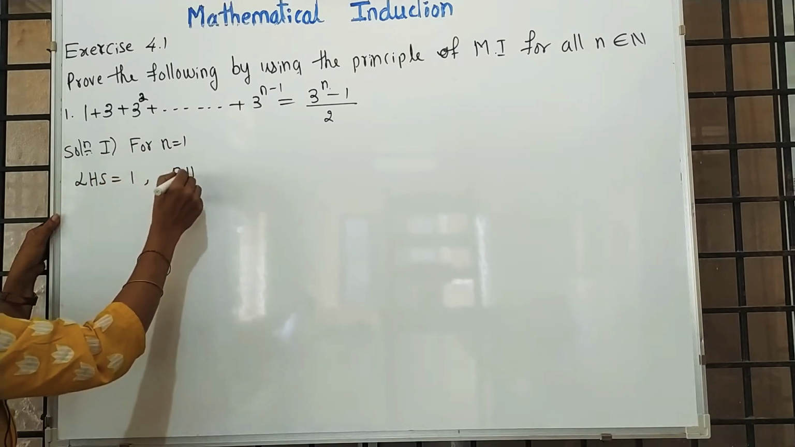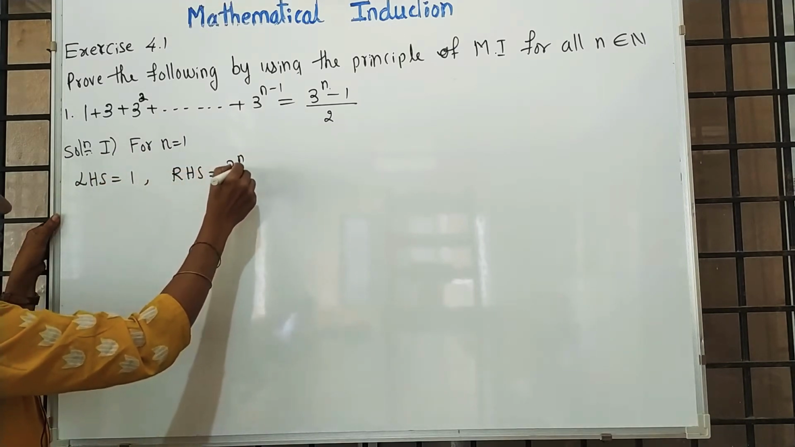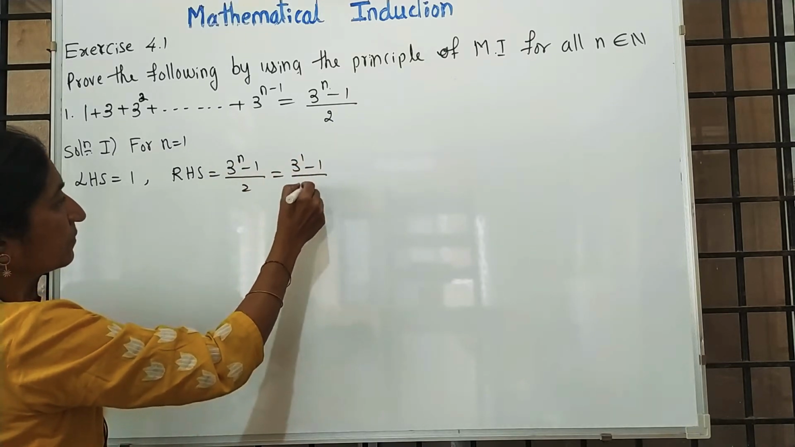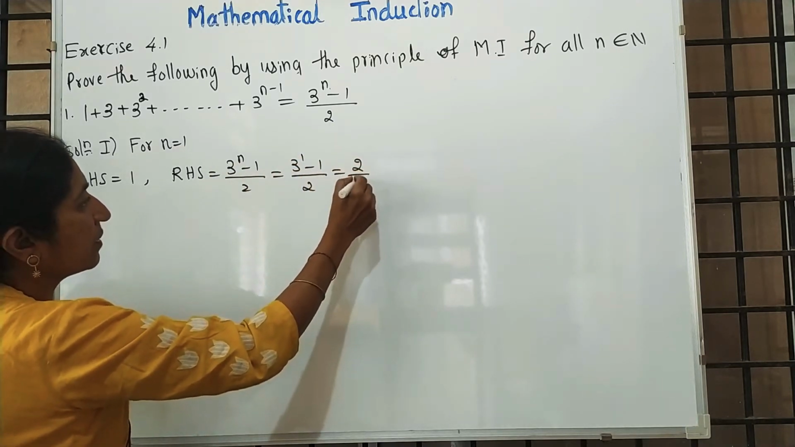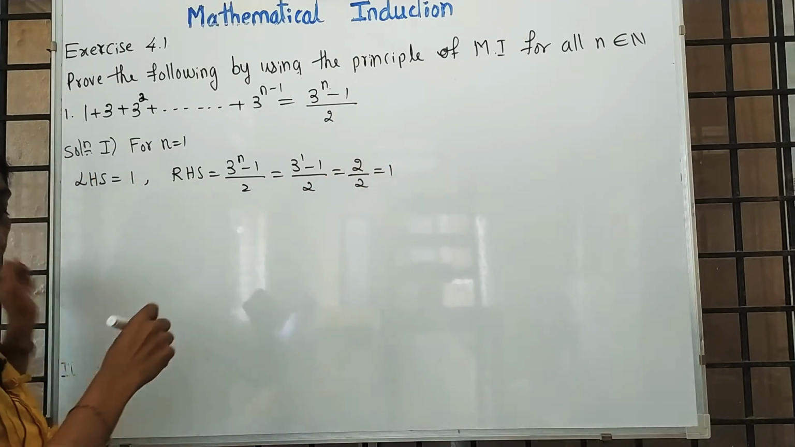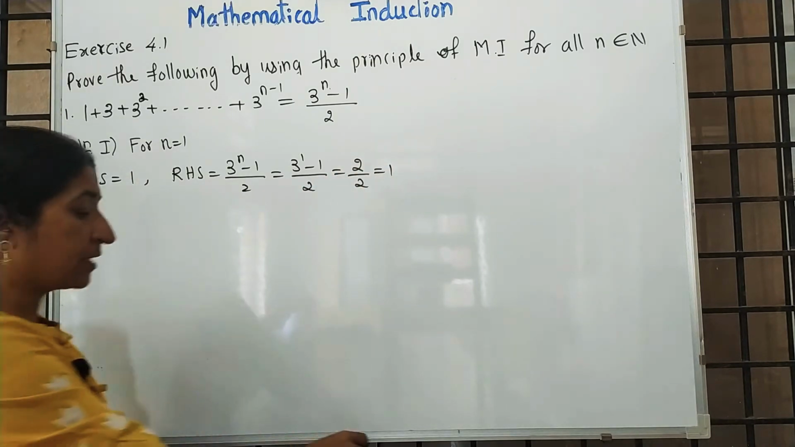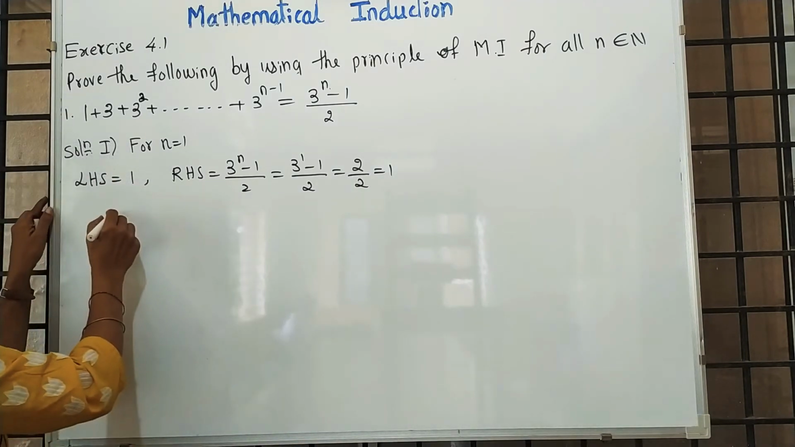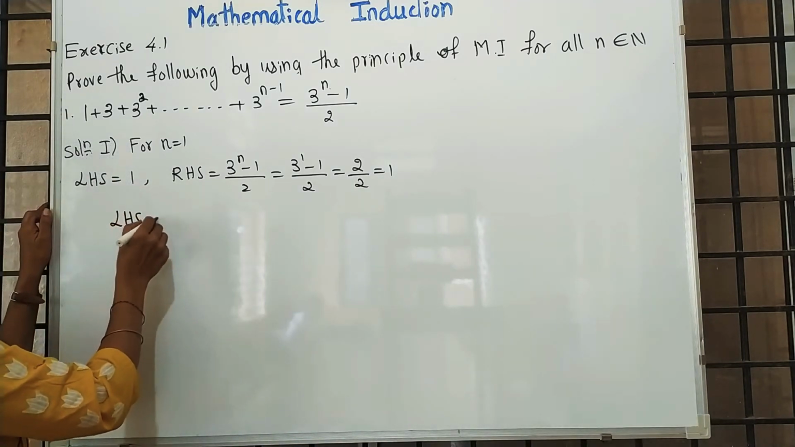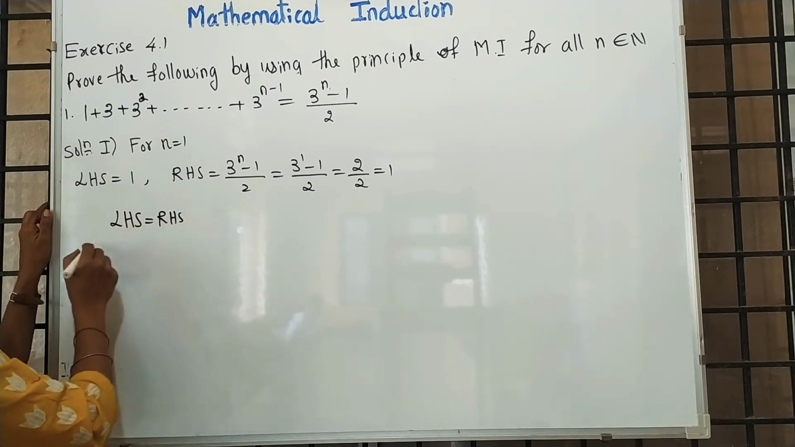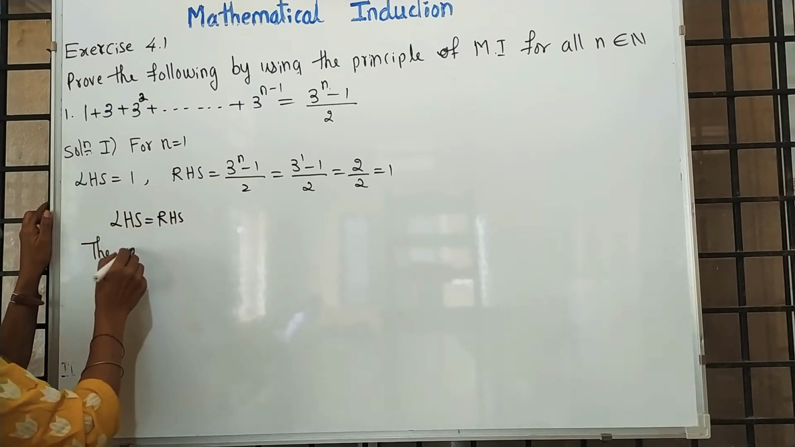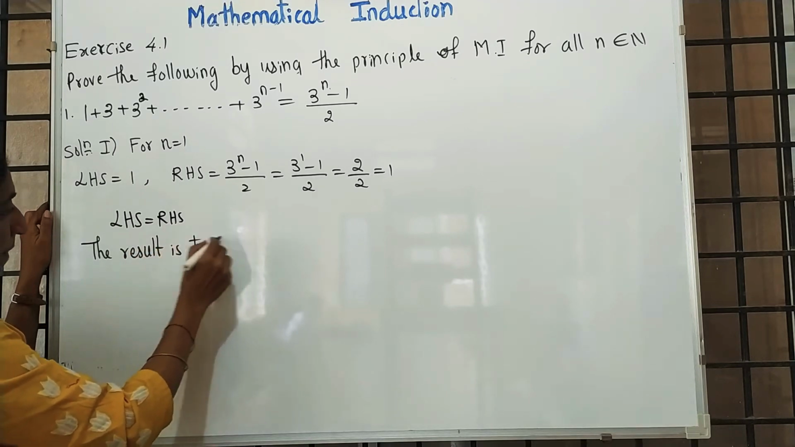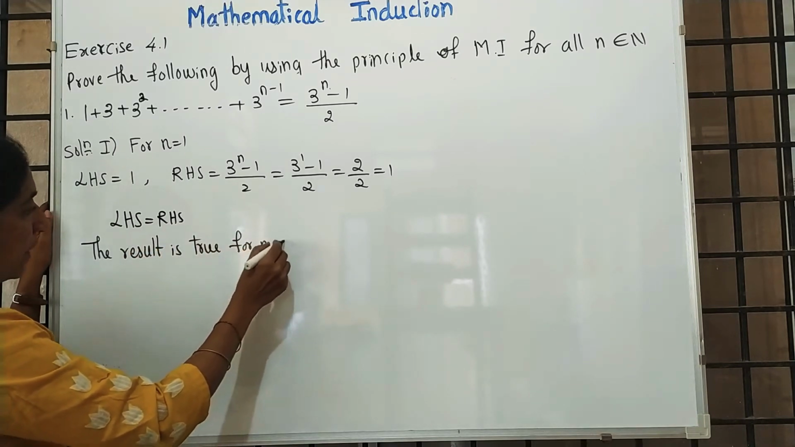And what about RHS? Wherever n is there, we are replacing it by 1. 3 minus 1 is 2, 2 divided by 2 is 1. That means LHS and RHS are equal, so the result is true for n is equal to 1.